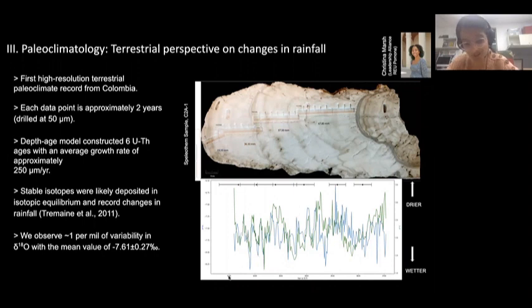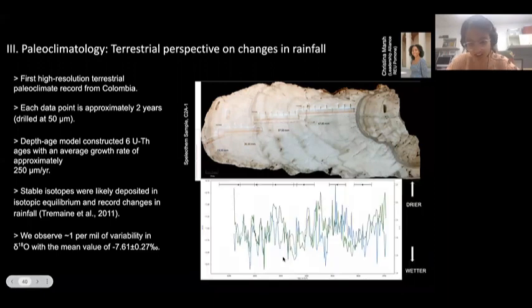This is the record in itself, so I'm going to talk a little bit about it. On the x-axis, you're looking at time. So we're going from about 3100 to around 3700. The blue indicates delta O18, and the green indicates, on the secondary axis, delta C13. If you're looking at delta O18, the drier conditions are indicated by the more positive values, and the wetter conditions are indicated by the more negative values. We observe approximately a 1 per mil range of variability with the mean value, and this will become important in a minute, of minus 7.6 per mil.